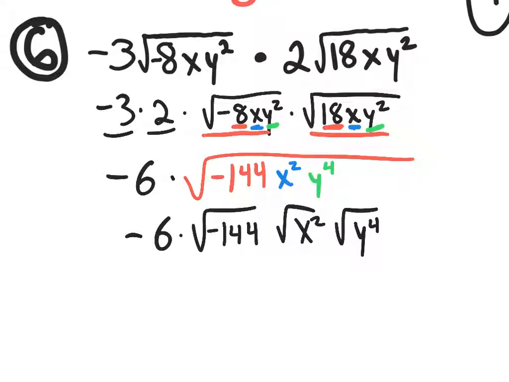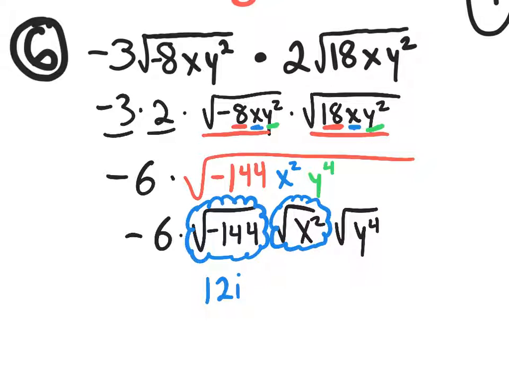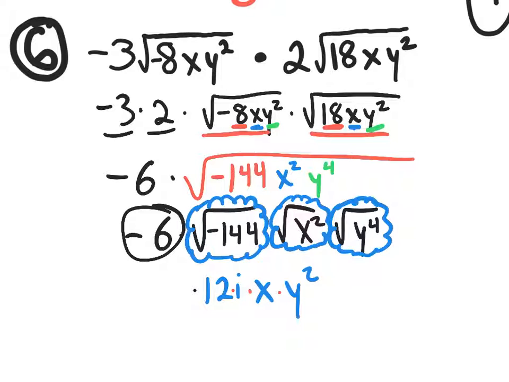Now, what is the square root of negative 144, which happens to be a perfect square number? 12i. Now, what is the square root of x squared? x. And what is the square root of y to the fourth? y to the second. So now let's just rearrange it. Put this i at the very end. So my final... Oh yeah, what about the 6? Good call. This negative 6, I need to also bring it down and multiply. That was a close one.